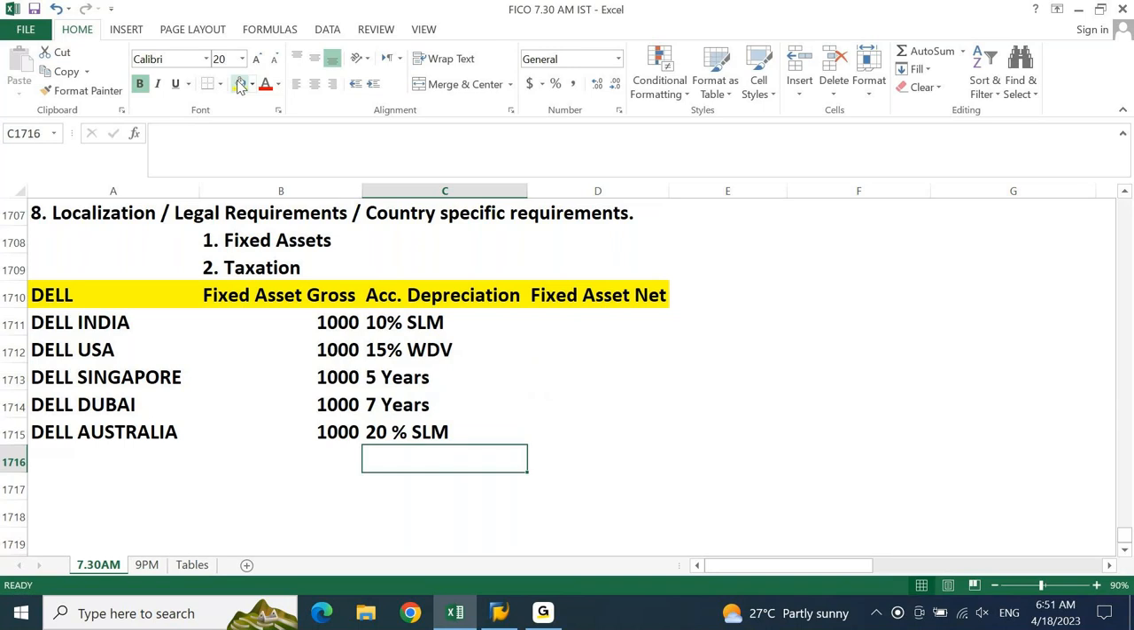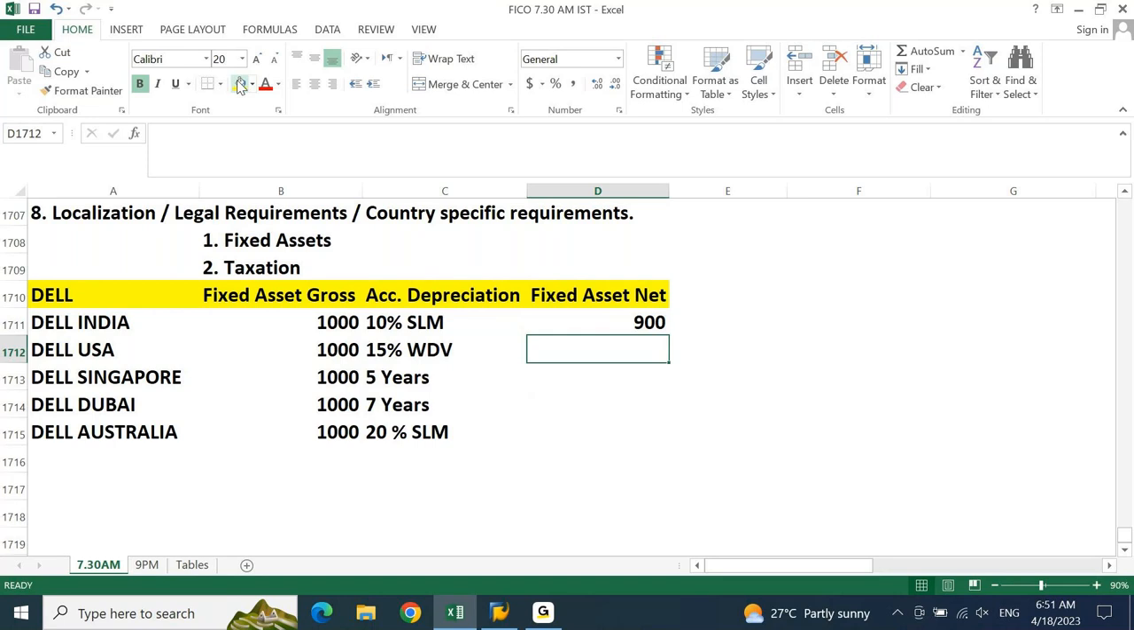Now, the same fixed asset is having different treatment in each of the countries. Correct? Here I have no other exception. I must follow this because this is my local requirement or legal requirement in this particular country. Here, I will deduct 1000 minus 10%, and I'll show my fixed asset current value as 900. Here the same fixed asset value, I'll deduct 15%. 15% is how much? 150. I'll say this will be 850.